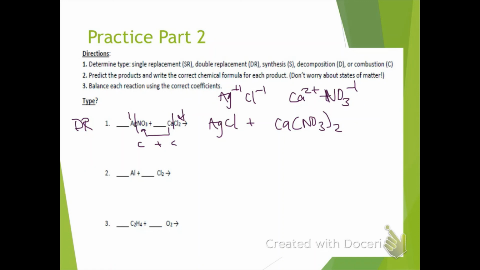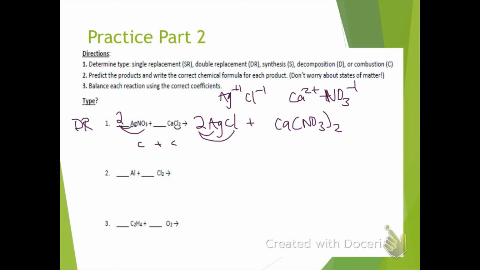Once we have those correct chemical formulas sorted out, we can go back and balance. I'm going to need 2 nitrates on both sides, which gives me 2 silvers. 2 silvers gives me 2 chlorines. Oh, I already have 2 chlorines, so now we're balanced.